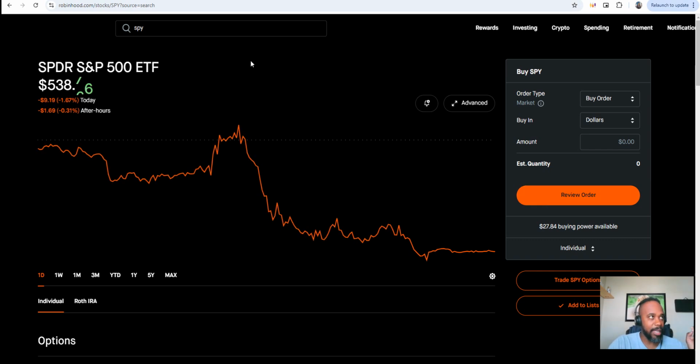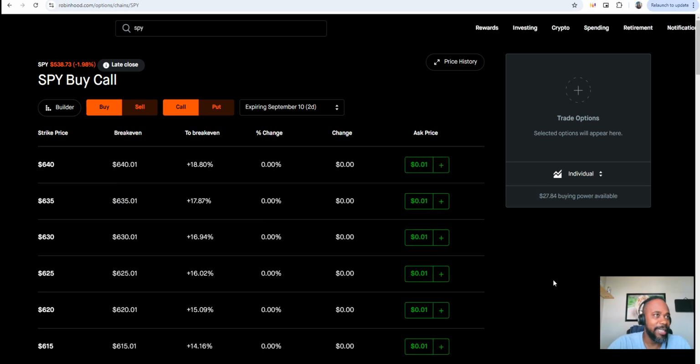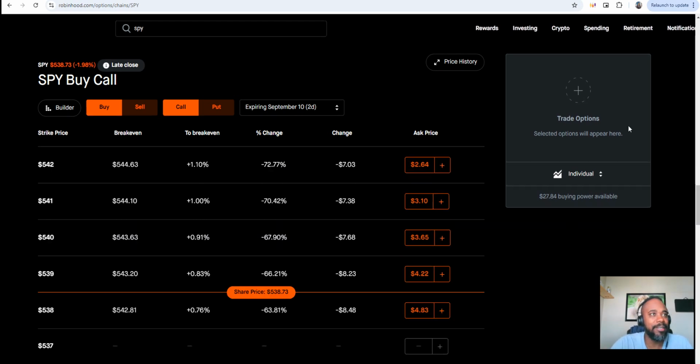Now, I have SPY open, and the SPY is an ETF that tracks the S&P 500, but there is a lot of liquidity that comes in and out of this particular ETF. So you'll find that a lot of traders use the SPY. So what we're going to do is click on Trade SPY Options here, and you'll notice that the option chain is going to appear.